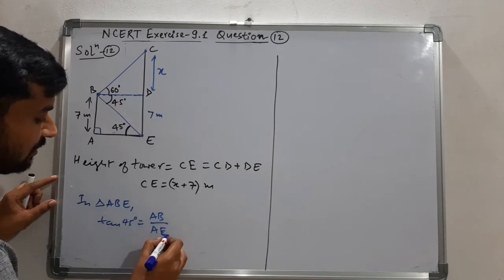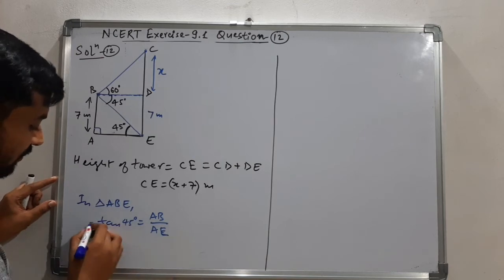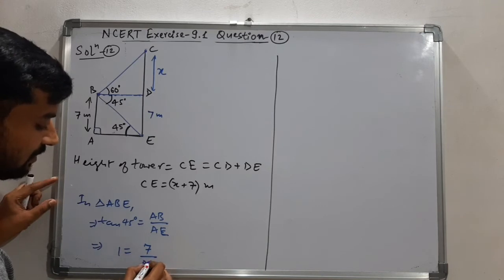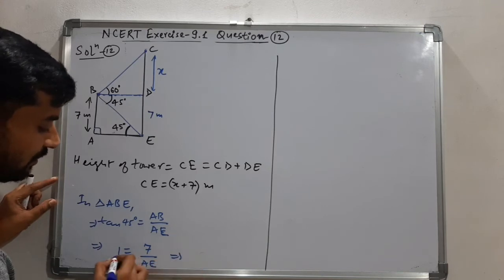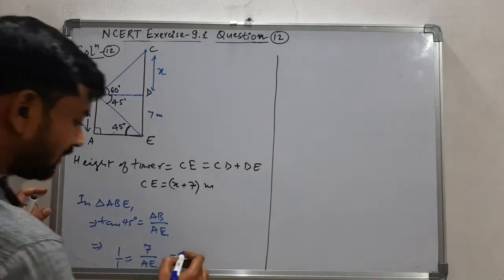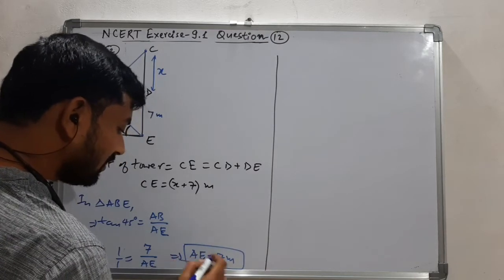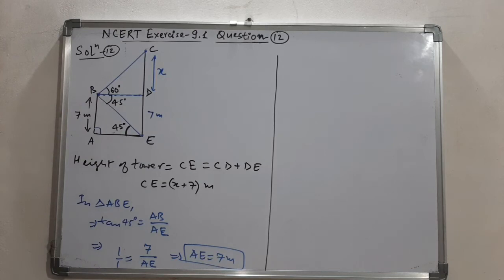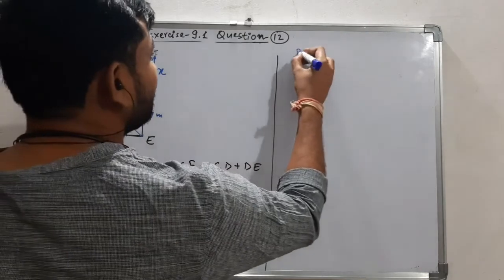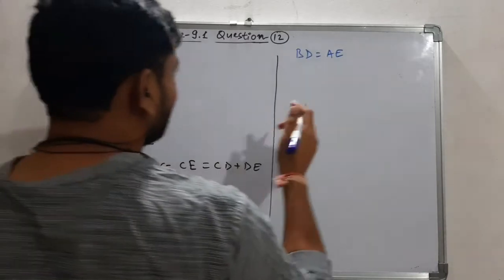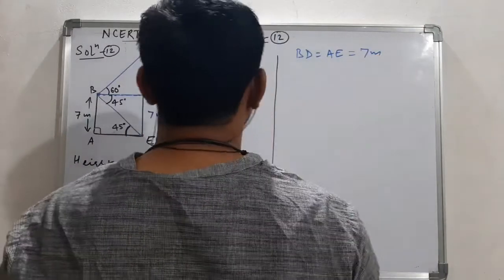Now here tan 45 is 1, AB is known to us, the height of building, that is 7. So from here we are getting the distance between the building and tower as AE, that is 7 meters, means the distance between the tower and building is 7 meters. Now if it is 7 meters, the distance of BD will be again equals to AE. BD और AE जो है वो same parallel distance है, so this will be 7 meters.